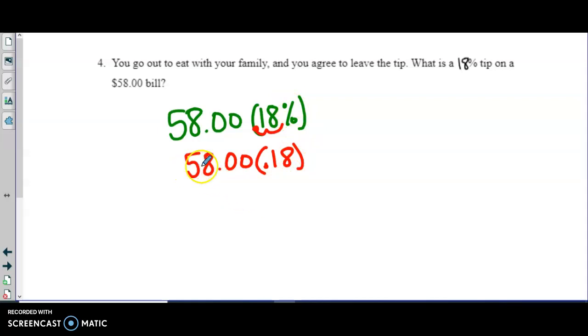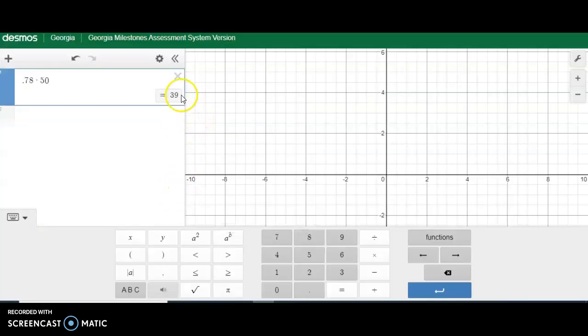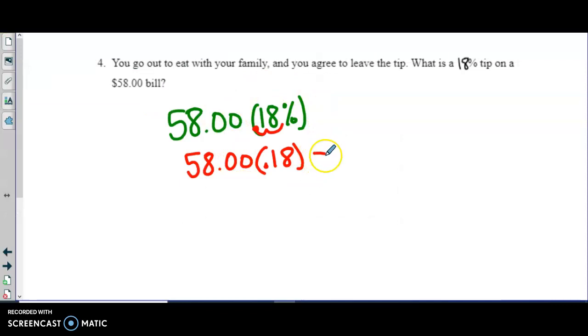Now, when you write 58.00, you don't have to actually put the zeros in your calculator. You could just do 58 times 0.18, or you could put the zeros in there if you're more comfortable doing that. I'm just going to put 58 times 0.18, and that tells me that the tip would be $10.44. And so that would be the tip amount. If you needed to find the tip and then find the total, then you would go back and you would add in the $58 to that tip amount to get the total.